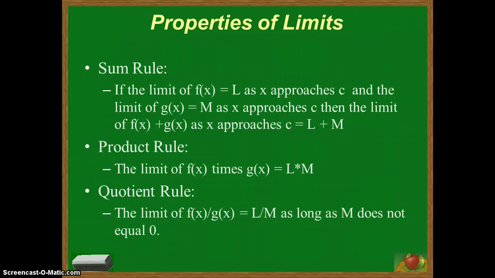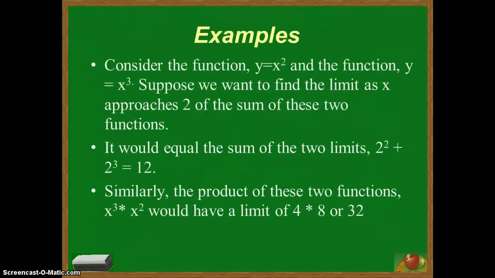Product rule says that the limit of f of x times g of x is equal to the product of those individual limits, L times m. And the quotient rule says the limit of f of x divided by g of x, that would be a rational function, equals L divided by m as long as m does not equal 0.